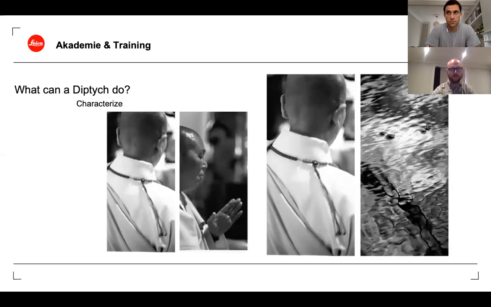In terms of characterization, I find that when you photograph people, when you photograph a portrait, it is often very easy just to show what someone looks like visually. But when you present a set of two, you're representing not just what a person looks like, but a deeper character study into that person.